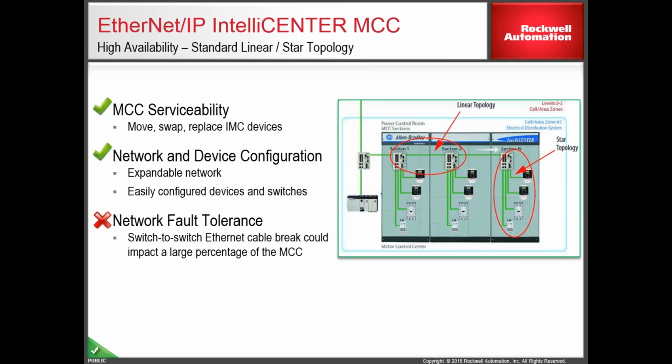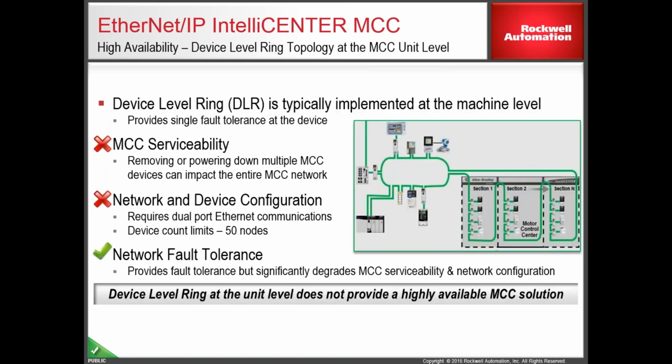So when we weigh our standard linear or star topology against those three criteria, the serviceability and network configuration, that's a big green check mark. You're able to move and swap the units around, and replace the intelligent motor control devices within that network. Clearly the network and device configuration is there. You're able to see all the devices plugging in anywhere along that network. But with that, the fault tolerance is gone. So if one switch were to go down up here in the wireway, everything down from that switch is lost.